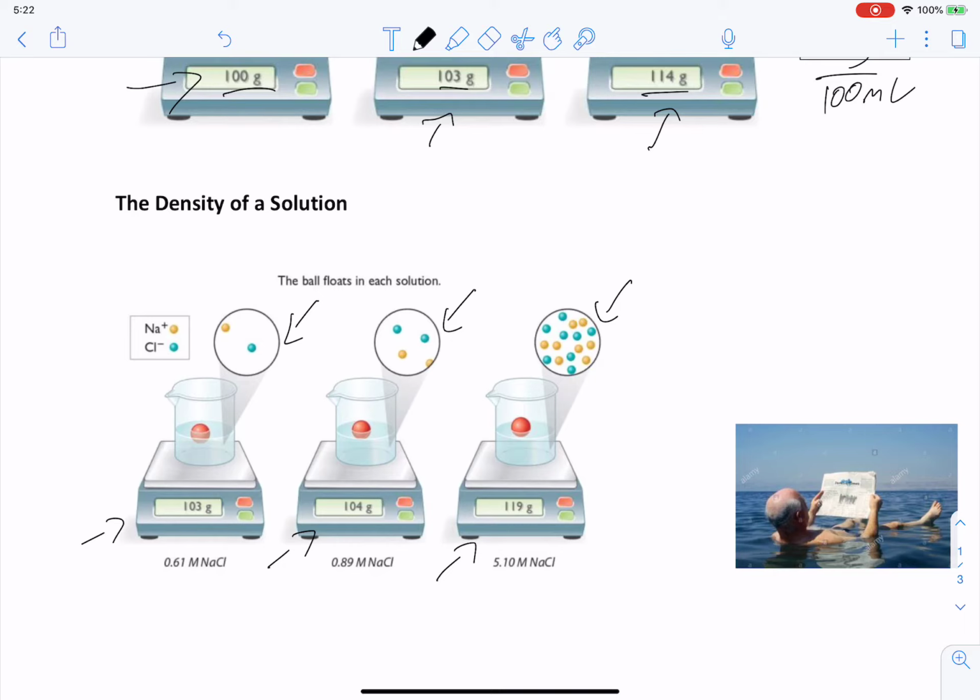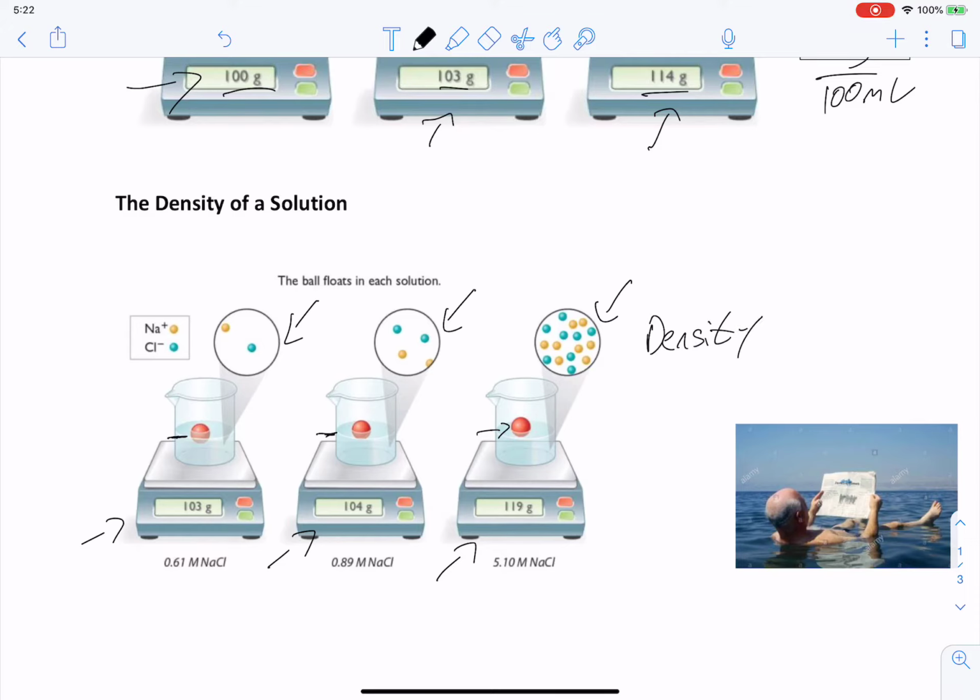And we want to pay attention to the ball floating in the water, right? Because the ball on the left is halfway sunken, right? There's not a lot above water. Here, it's risen more, and here, the ball is almost completely on the top. And that has to do with density, right?